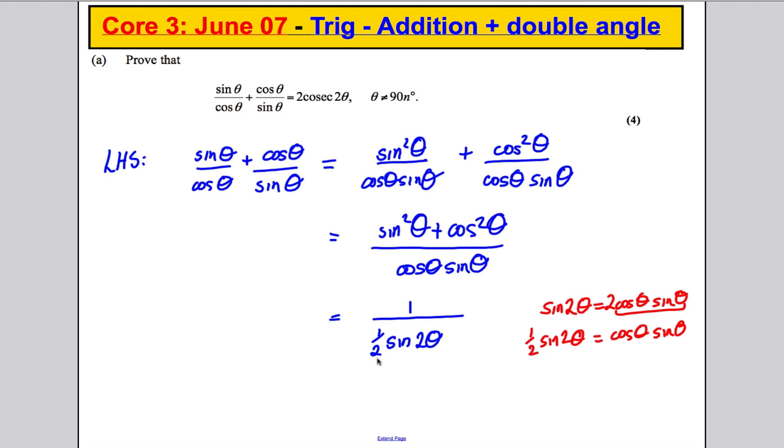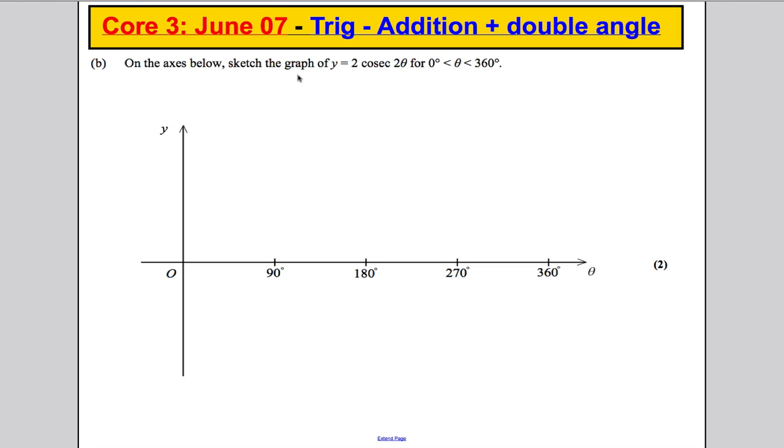And therefore, 1 over a half is 2, and you have 2 over sine 2 theta, which by definition is 2 cosec 2 theta. And you're done. Okay, then it asks you to draw the graph of y is equal to 2 cosec 2 theta. So this is the graph y is equal to 2 over sine of 2 theta.